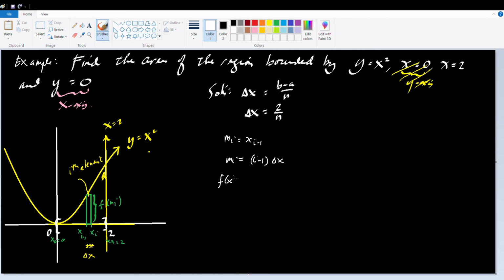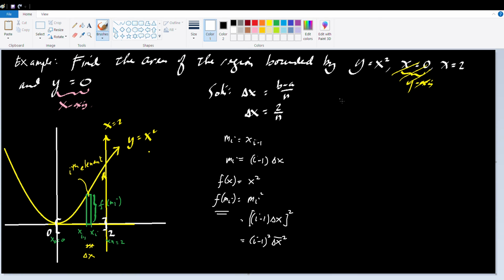The function f is defined by y equal to x squared, or f of x equal to x squared. So let us find f of m sub i. f of m sub i is m sub i squared. But our m sub i is i minus 1 delta x, quantity squared. So that is equivalent to i minus 1 squared delta x squared, the entire delta x squared. That is f of m sub i.